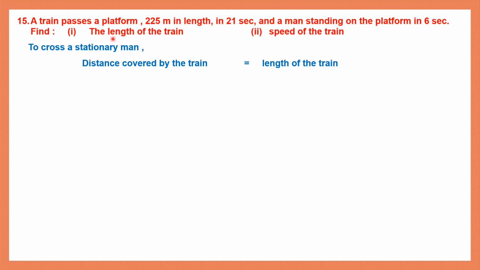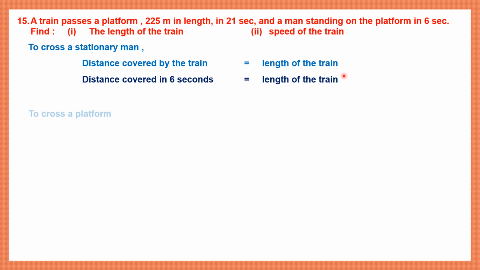Remember, we are finding out the length of the train. So the distance covered is equal to the length of the train. And here, the distance covered in 6 seconds, you're talking about the man standing on the platform. So the distance covered in 6 seconds is equal to the length of the train. So keep this in mind, just like the previous question.